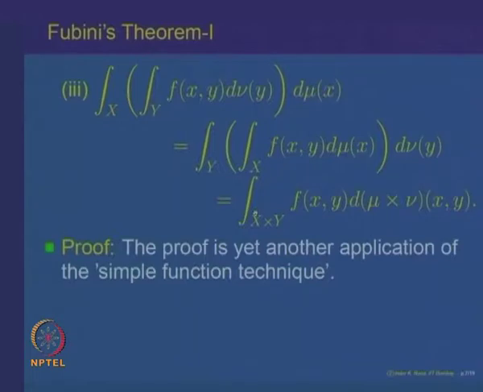So, that is the approach we are going to follow, and this is what I call the simple function technique. When you want to prove something for non-negative measurable functions on a measure space, verify it for the indicator functions, verify it for the non-negative simple measurable functions, and then verify it for the limits of non-negative simple measurable functions. So, let us prove this.